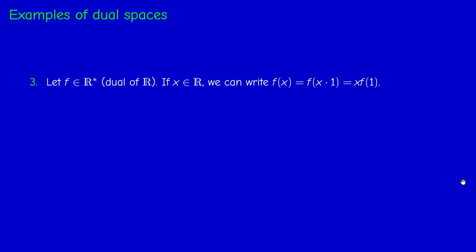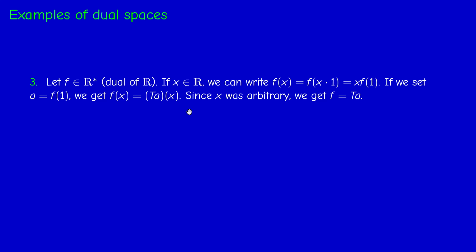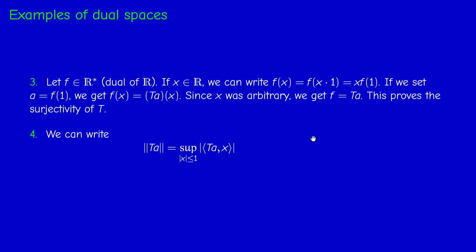surjectivity. How do you know that T is surjective? Okay, take an element F in R star, which is the target space of T. Okay, if X is a real number, we can write X as X times 1. But since F is linear and X is a real number, we can put X outside. So it's just X F of 1. So if you set A to be F of 1, what do we get? We get F of X equal TA evaluated at X. But this is true for every X. So this means that F equals TA, and this is just surjectivity. Okay, so for every element F in R star, we can find an element A in R whose image under T is F. So this is surjectivity, straightforward.